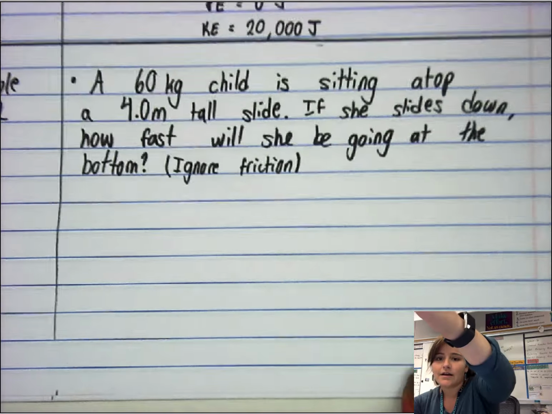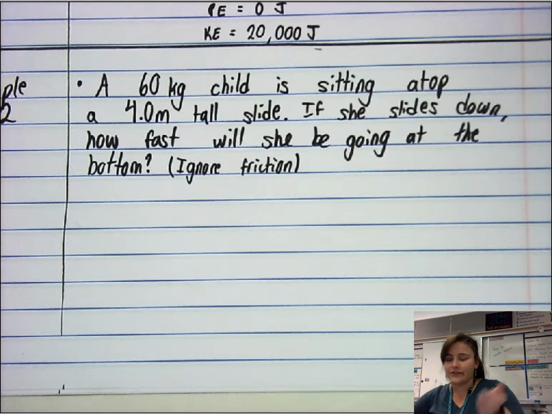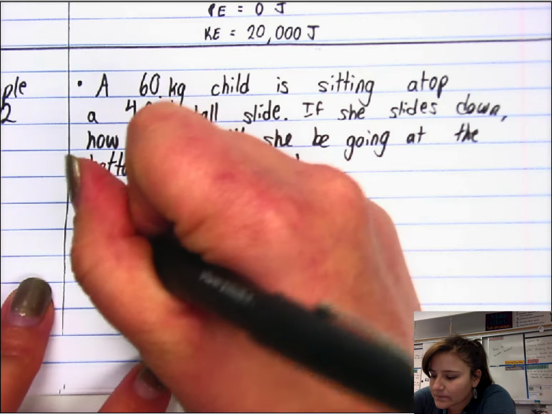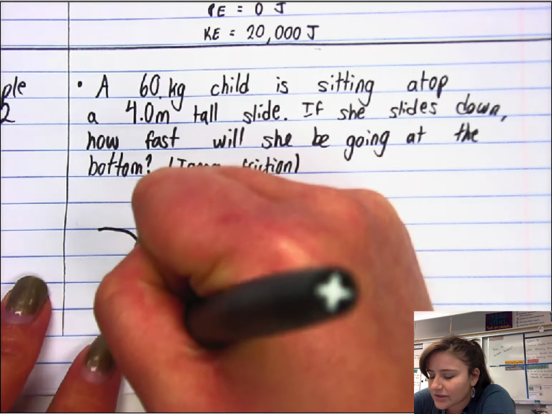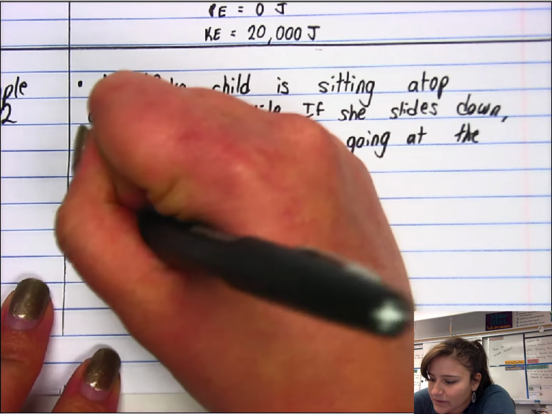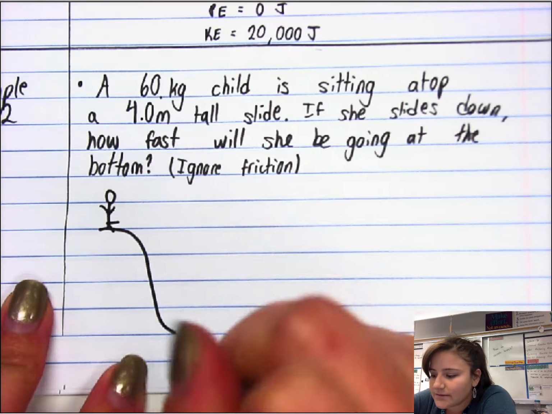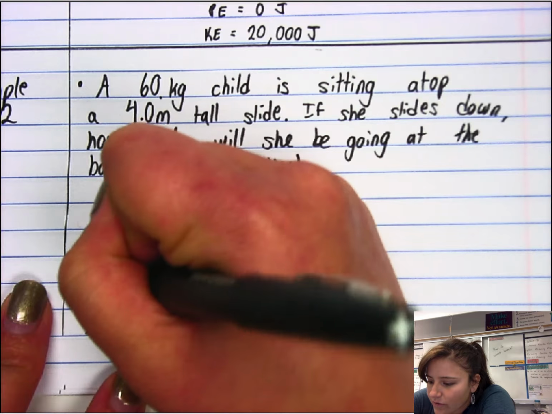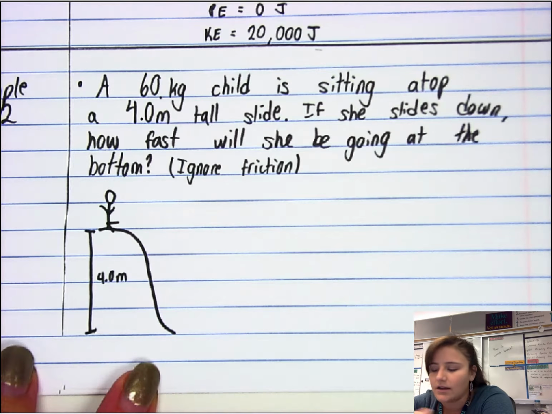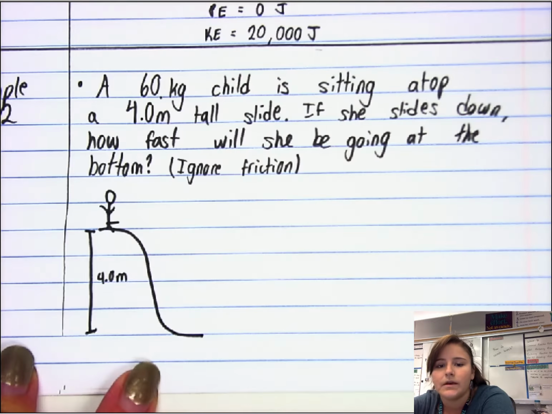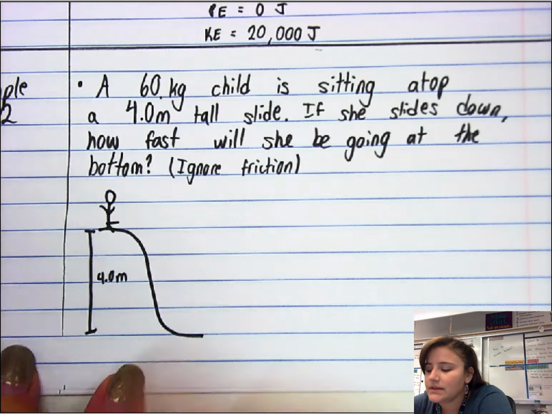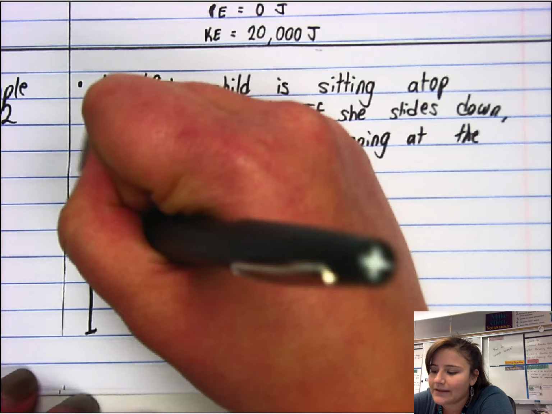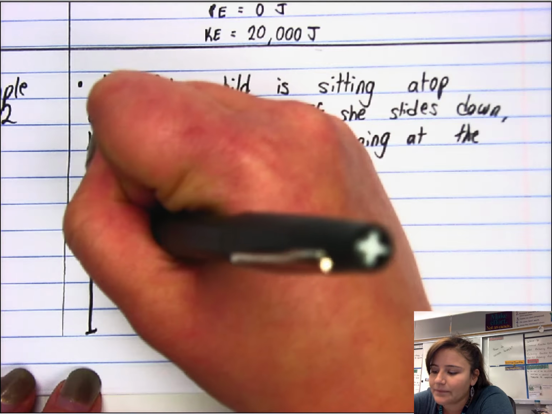So, like anything we do in physics, we start off by drawing a picture. So I'm going to draw my picture. It's going to look very similar to my roller coaster picture. There is my child. Okay? And I said that it was a 4-meter tall slide. Okay? We're going to use the same principles that we used before. Don't make fun of my little child. She's sitting down here. Okay? Whatever.